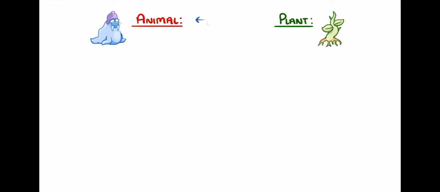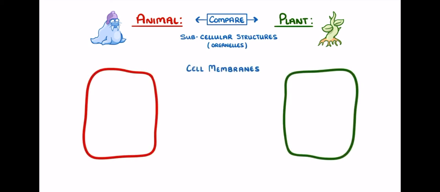One of the things you need to know is the structure of both animal and plant cells, and be able to compare the two. To do this, we need to take a look at the different parts of the cell, which are known as sub-cellular structures, or sometimes organelles. First, both cells are surrounded by cell membranes that control which substances can pass in and out of the cell, by only letting certain substances pass through.